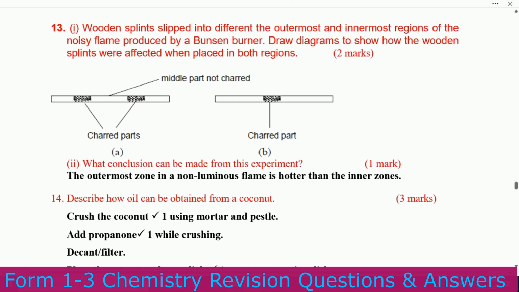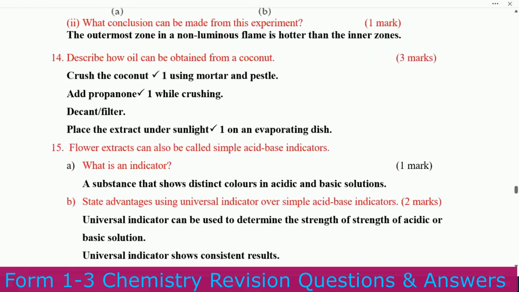Describe how oil can be obtained from a coconut. This one is also a very common question. Crush the coconut using a mortar and pestle and propanol. While crushing, decant, filter, place the extract under sunlight on an evaporating dish.